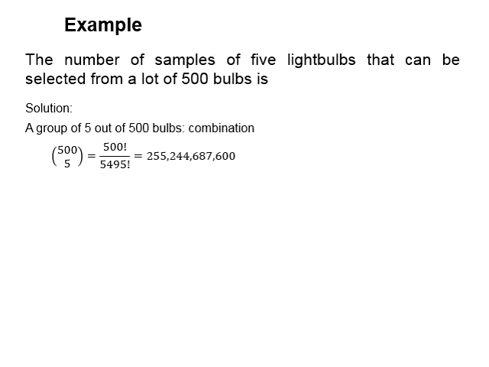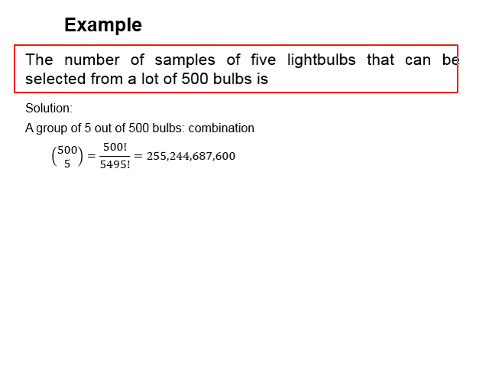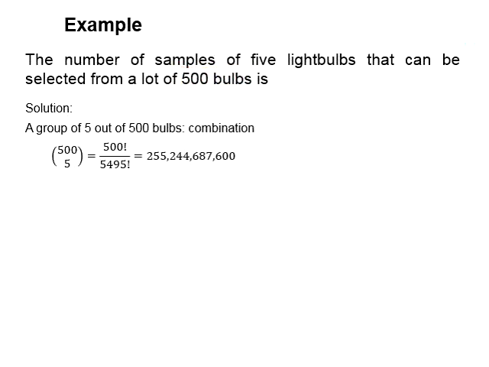Next, we look into another example here. The question asks us to determine the number of samples of 5 light bulbs that can be selected out of 500 bulbs. Again, you need to decide whether it is a permutation or a combination. In this case, you are looking for a group of 5 out of those 500 bulbs. The order of the bulbs being selected is not relevant in this case. Then you know that it is regarding combinations.